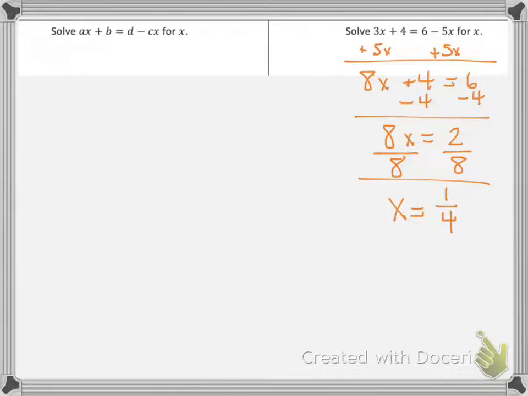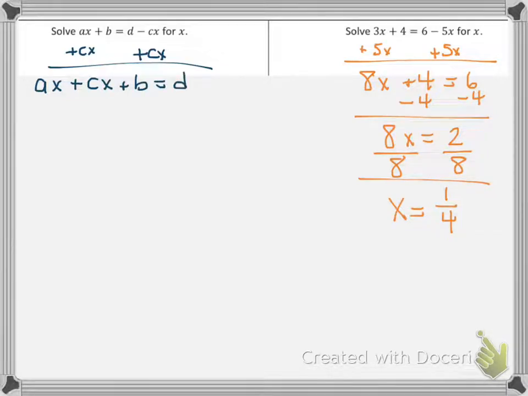Well, on the left side where we've got just some variables involved, let's see what happens over here. Again, I want all of my x's to be in the same spot. So I'm going to add cx to both sides. And when I do that, I can't add ax and cx, but I can say that we need to add them. So that's what I'm going to do. Ax plus cx plus b is equal to d.